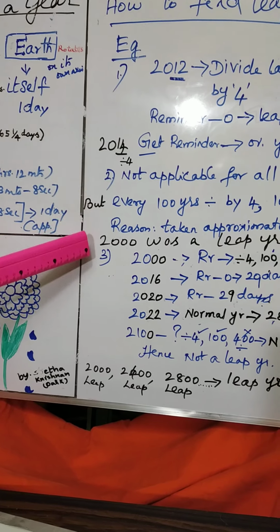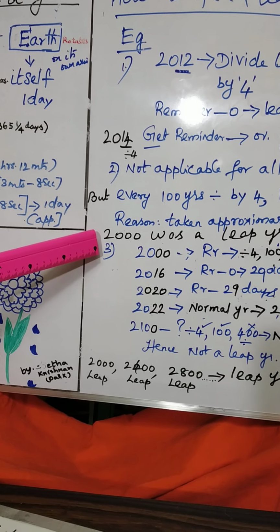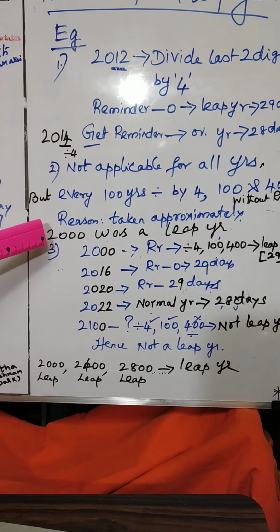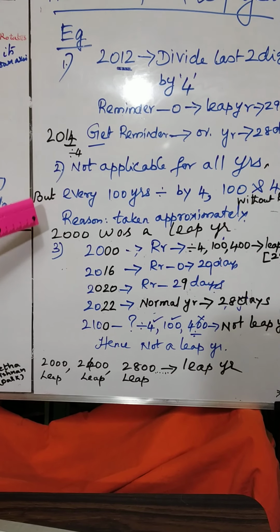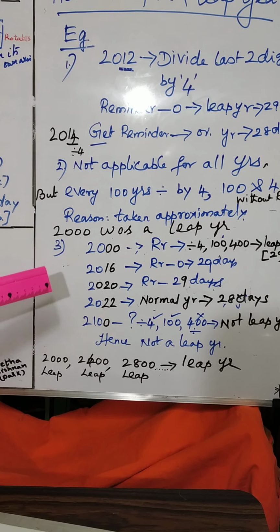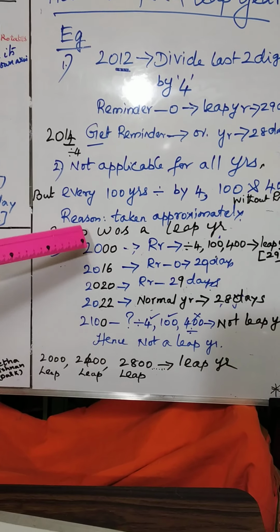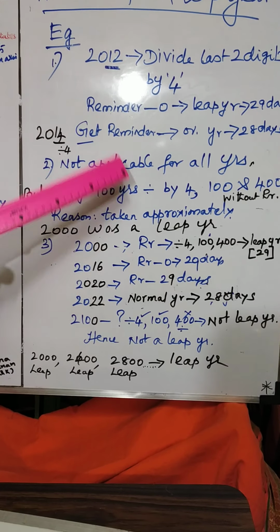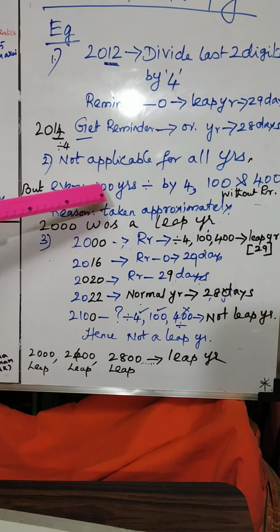Now, for example, I have this one: 2000. We have all crossed the year 2000, no? Whether it was a leap year or not, definitely it was a leap year. We all know that. How? Because 2000 is divisible by 4, it is divisible by 100, and it is also divisible by 400.